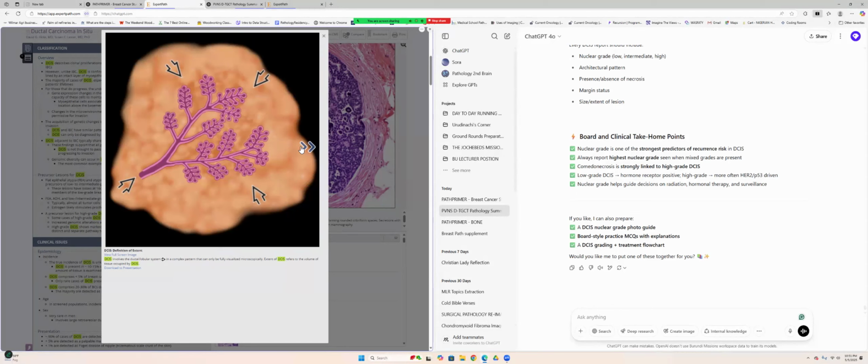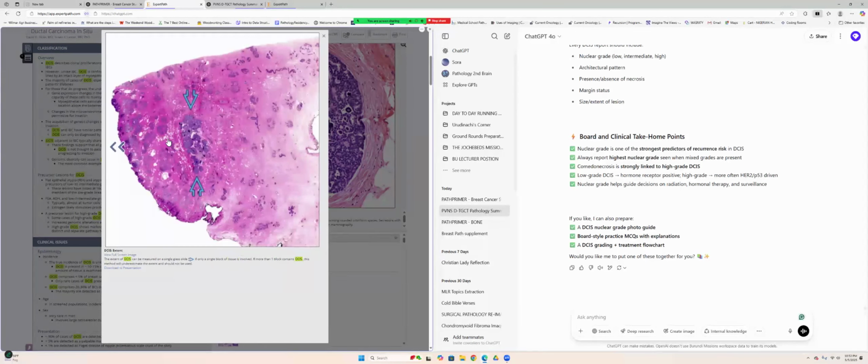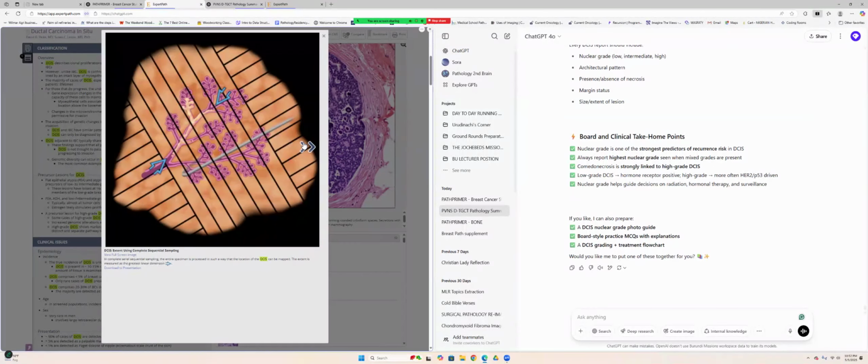Let's look at the definition of extent of DCIS. The extent of DCIS can be measured on a single glass slide if only a single block of tissue is involved. If more than one block contains DCIS, this method will underestimate the extent and should not be used. So this is the extent of DCIS on one glass slide. But in resection, you have to check the extent of the DCIS. If more than one glass slide is involved, don't measure the extent.